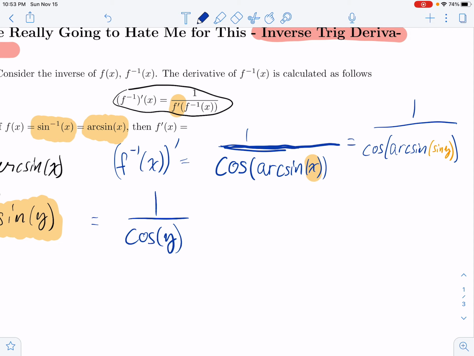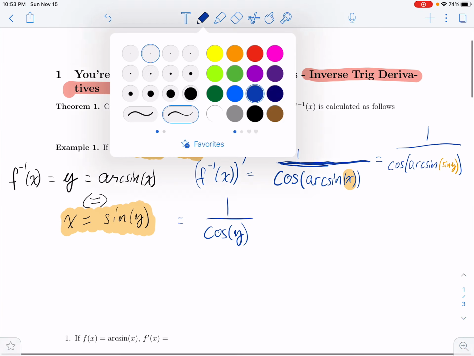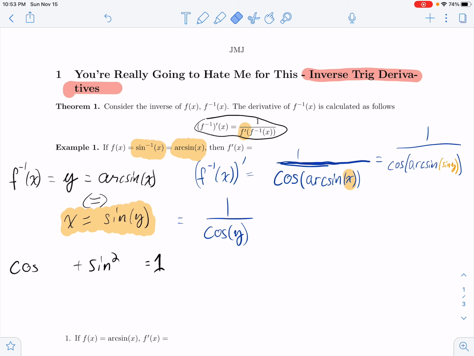And now you might be thinking, well, this is a much better formula, but the issue is that I start with x's and I have y's in here. So I want to bring the x's back. So we use another trick. Let's remember that cosine squared of x plus sine squared of x is equal to 1. And since I have a cosine down there, it doesn't matter what letters I have in here. So cosine squared of y plus sine squared of y is equal to 1.